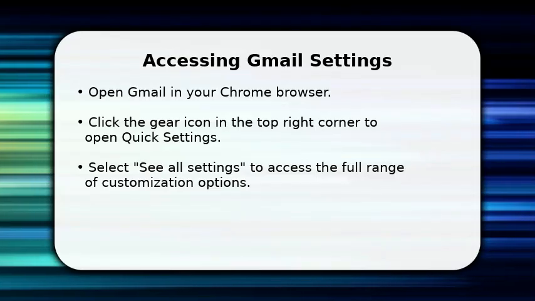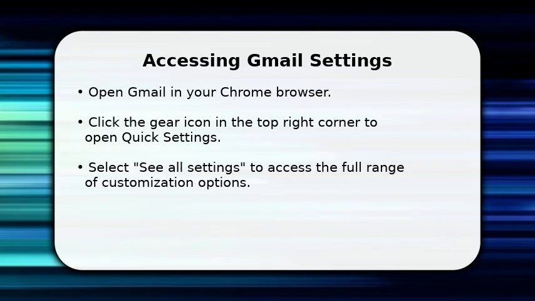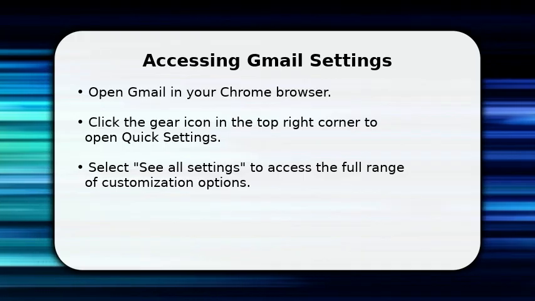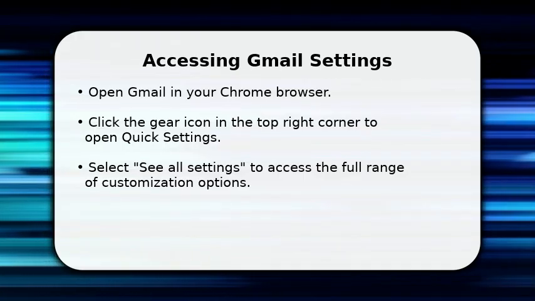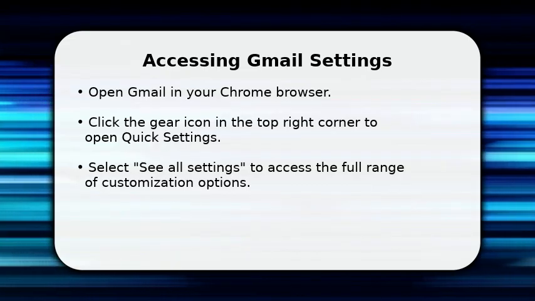In this video, I will explain how to change your Gmail settings in Chrome. First, open your Gmail in the Chrome browser. Look for the gear icon in the top right corner of your screen and click it. This opens a quick settings menu. From there, select See All Settings to dive into all the customization options available for your Gmail experience. This is your central hub for personalizing your inbox.